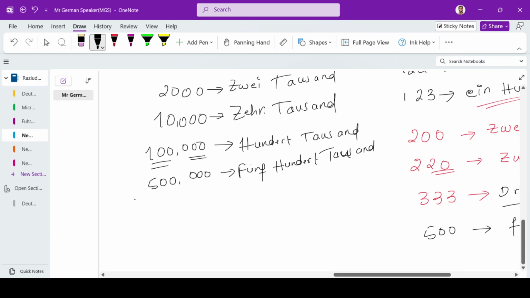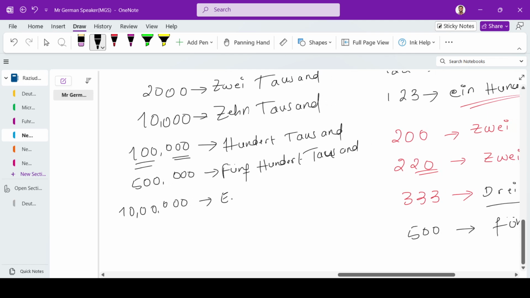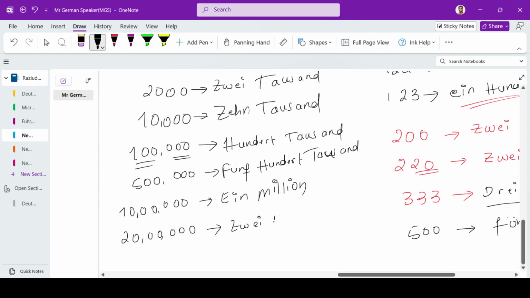Okay. Someone wants to write 1 million, like 10 lakh, ein Million. Someone wants to say 2 million, 20 lakhs. So we say 2 million.